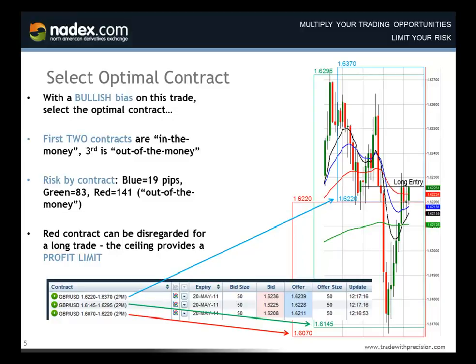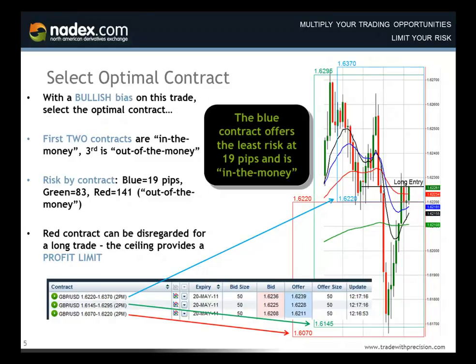And right off the bat, we notice that the first 2 contracts are in the money. The blue contract has a risk profile of 19 pips, the green contract a risk profile of 83 pips, and the red contract is out of the money, reflecting about 141 pips of risk. So just by comparing the reward to risk profiles, we can automatically rule out the red contract for a long trade since the ceiling provides a profit limit on the trade.